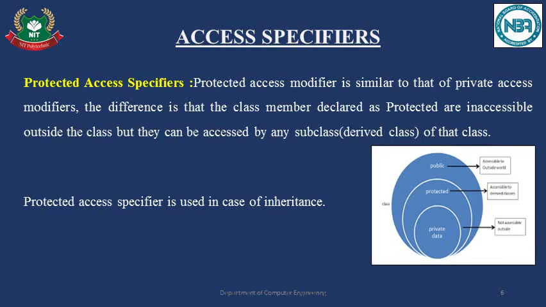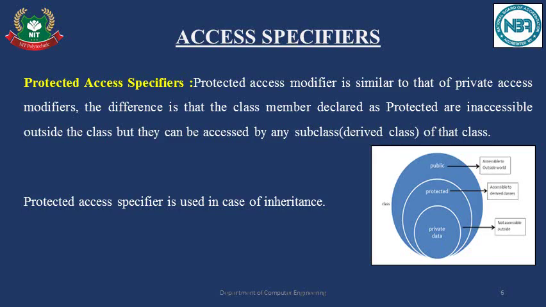Next access specifier is protected. Protected access specifier is similar to that of private access specifier. The difference is that the class members declared as protected are inaccessible outside the class, but they can be accessed by any other child class or derived class of that class.